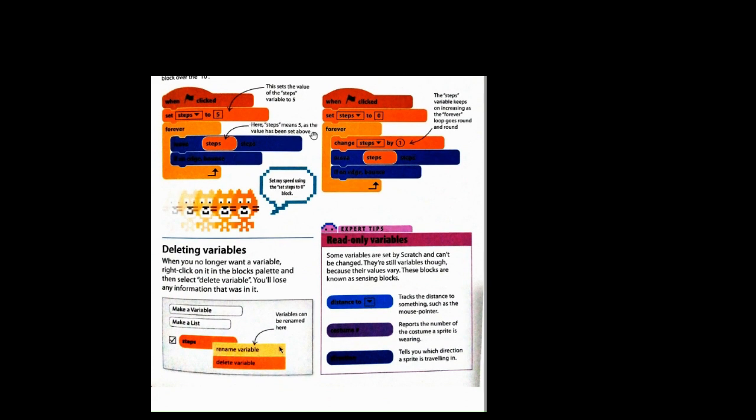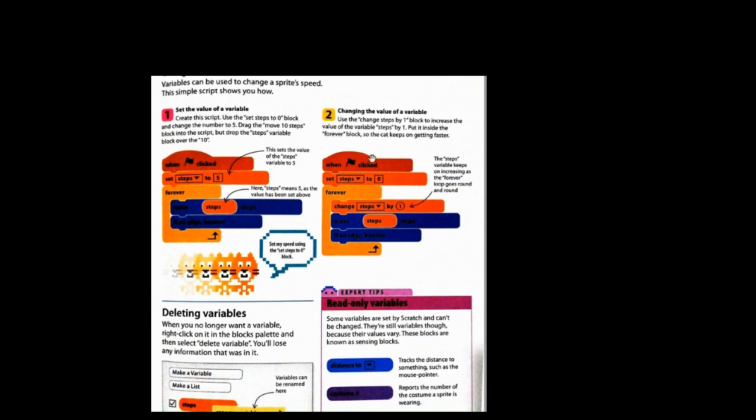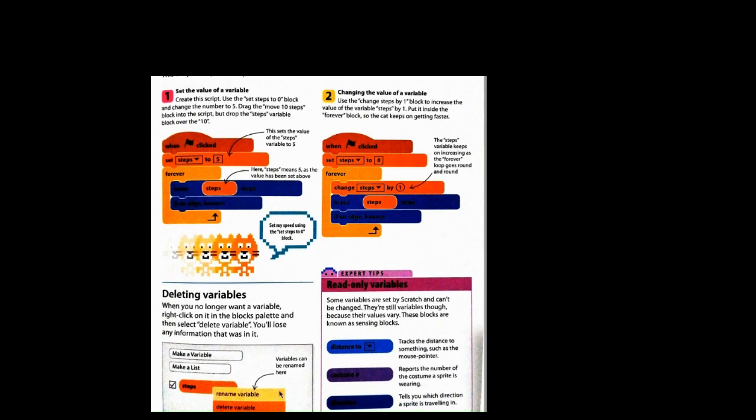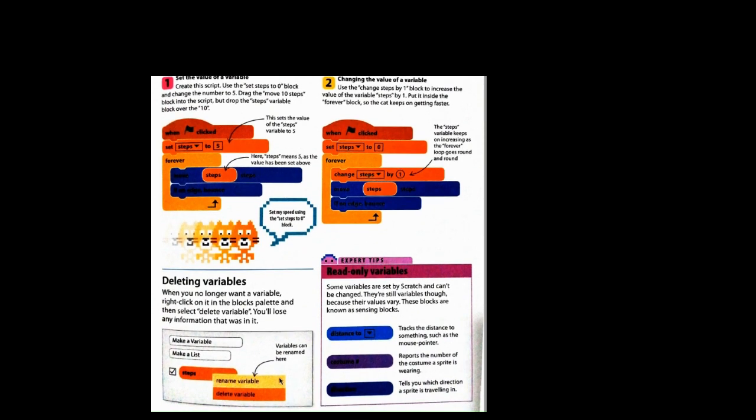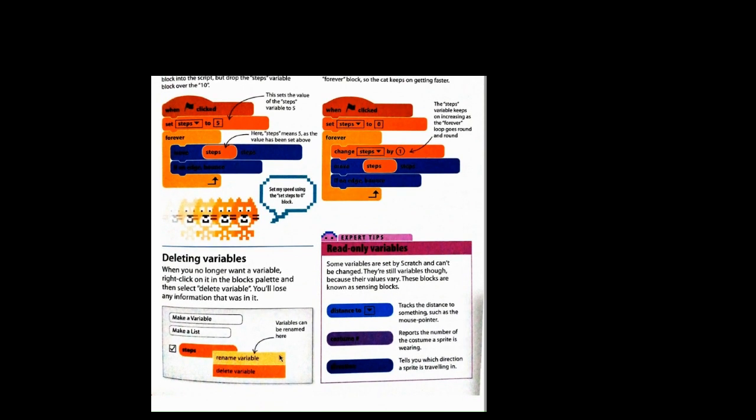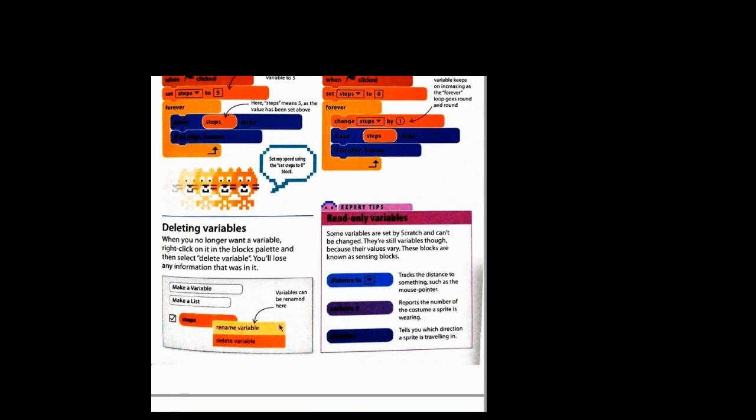Here, steps mean 5, as the value has been set above. Set my speed using the set steps to 0 block. Changing the value of a variable. Use the change steps by 1 block to increase the value of the variable steps by 1. Put it inside the forever block so the cat keeps on getting faster. The steps variable keeps on increasing as the forever loop goes round and round.